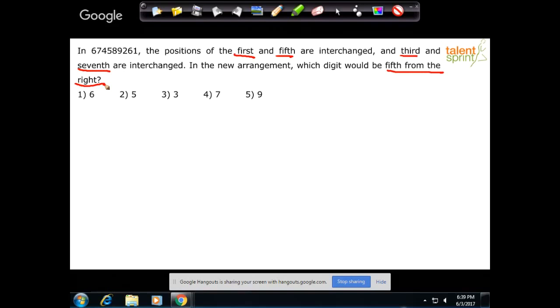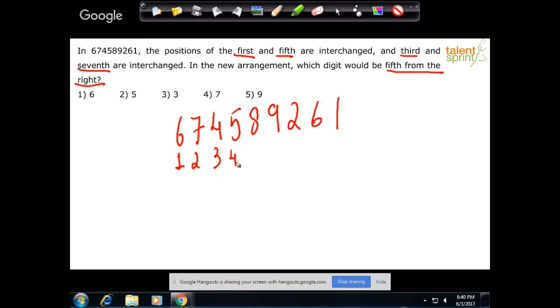Okay, so Rahul says, okay, I have got 3 answers. Jumari says 5, Pramod says 1, Rahul says 6, and a stream of answers have started following. Well, let's put the number. 6, 7, 4, 5, 8, 9, 2, 6, 1. First digit, second digit, third, fourth, fifth, sixth, seventh, eighth, and ninth digit.